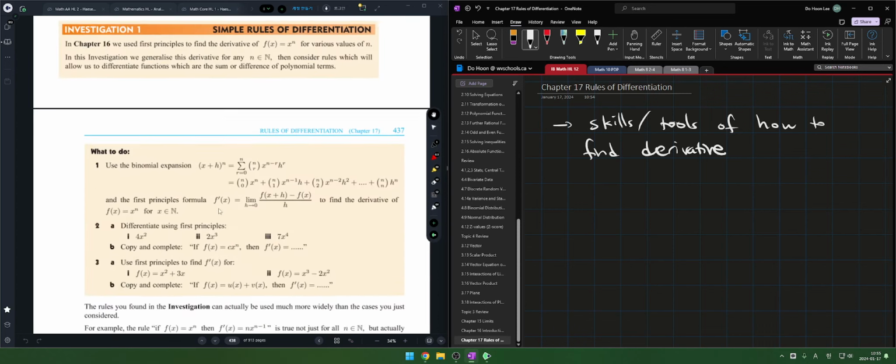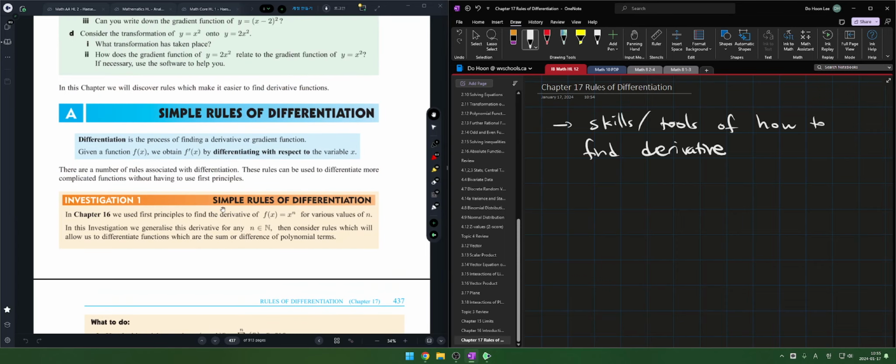Let's move on. Okay, so the first part. If we say differentiation is the process of finding a derivative or a gradient function. Right? And we also use this word called f prime of x is the derivative of f of x with respect to x.